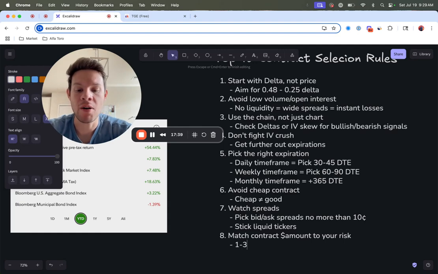I always tell all my students, 1 to 3% sizing of account net liquid. Okay, net liquid just means total account value. Okay, let's use big words here.